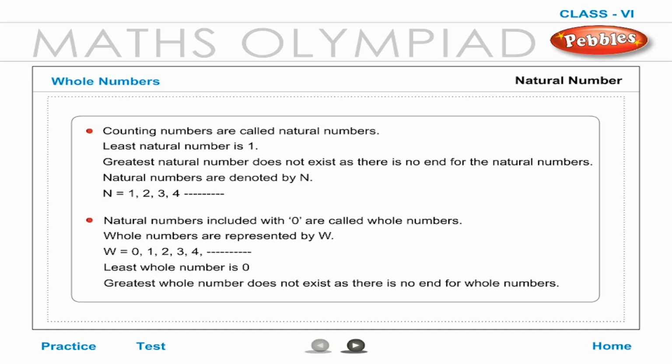Natural numbers included with 0 are called whole numbers. Whole numbers are represented by W. W is equal to 0, 1, 2, 3, 4 and so on. The least whole number is 0. The greatest whole number does not exist, as there is no end for whole numbers.